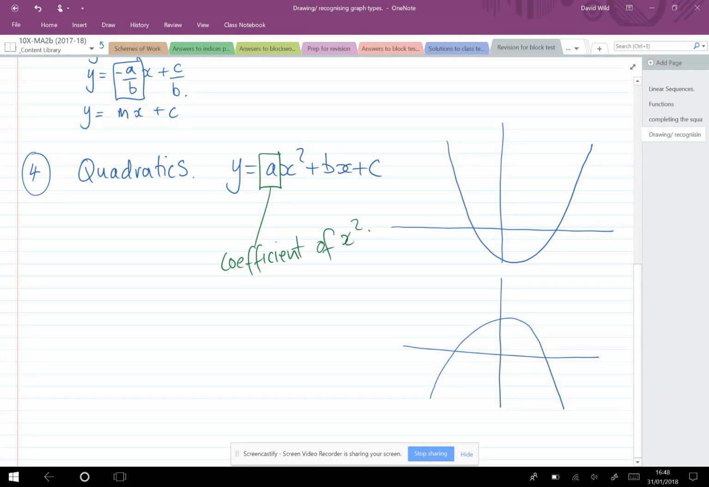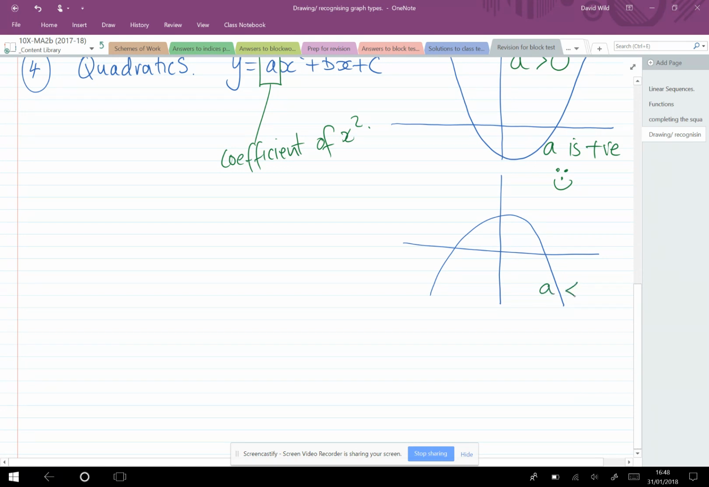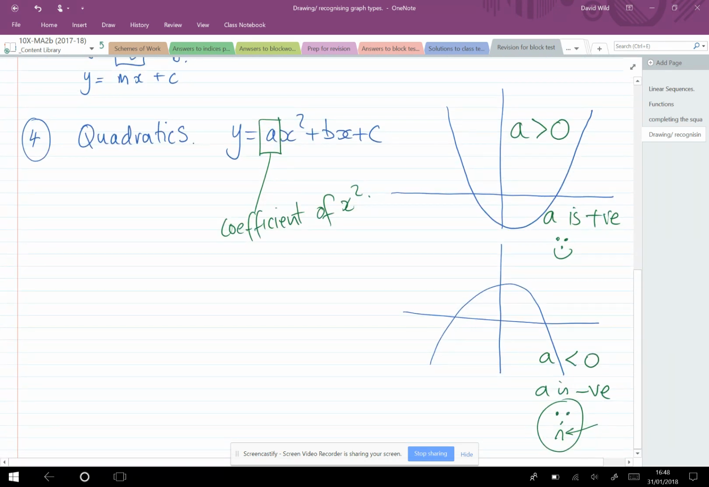If the coefficient of x squared is positive, in other words, greater than naught, then we have a U-shape. Positive, okay, a is positive, and positive is happy, so it's a U-shape. Here, a is less than naught. a is negative, and if you're negative, you're sad, and you've got an N-shaped mouth there.